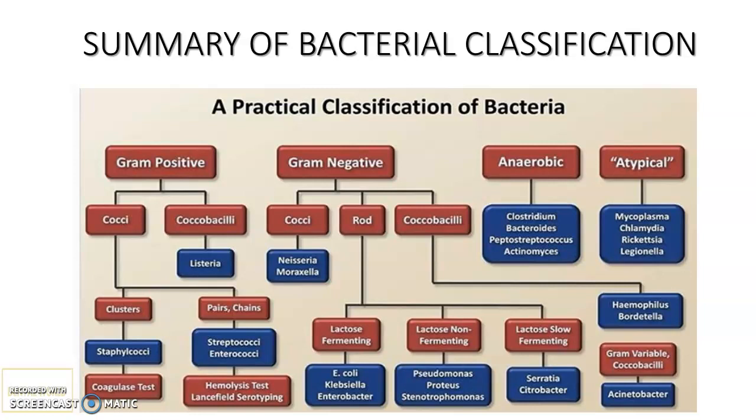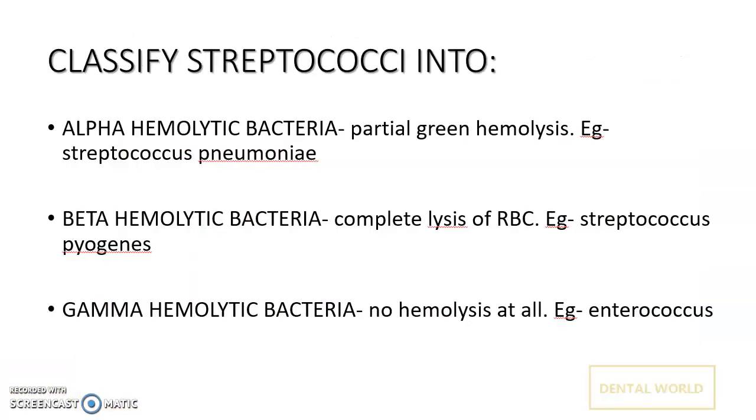Examples of coccobacilli gram-negative rods. They have a structure which is intermediate in between cocci and rod. Examples include Haemophilus and Bordetella, and examples of gram-variable coccobacilli, that is they can be either gram-positive or gram-negative. Example is Acinetobacter. My next slide is about the hemolysis test.